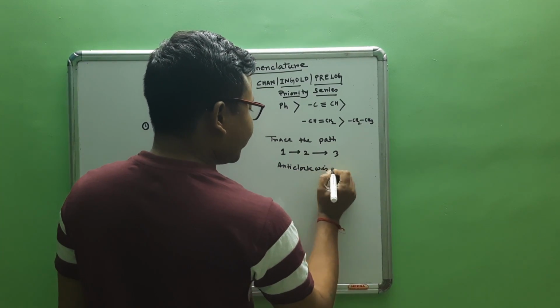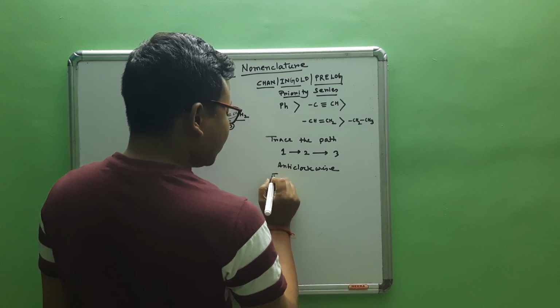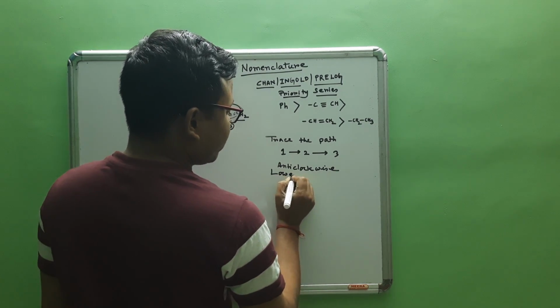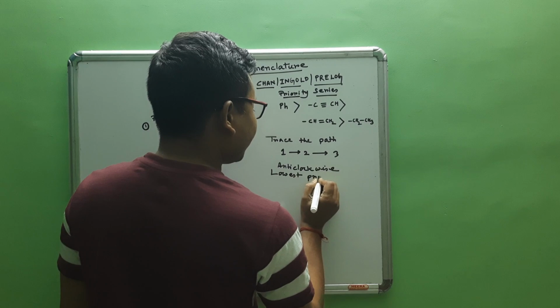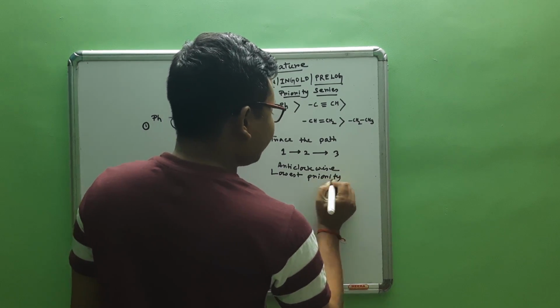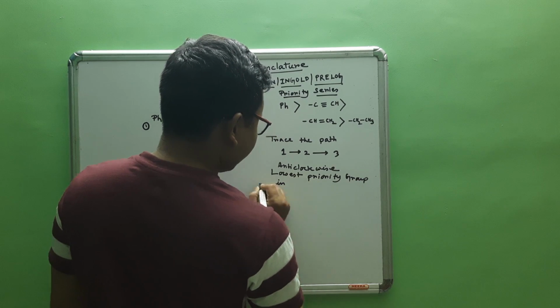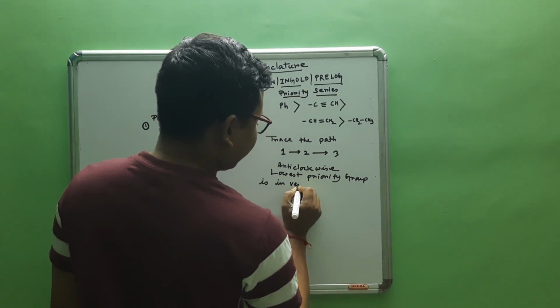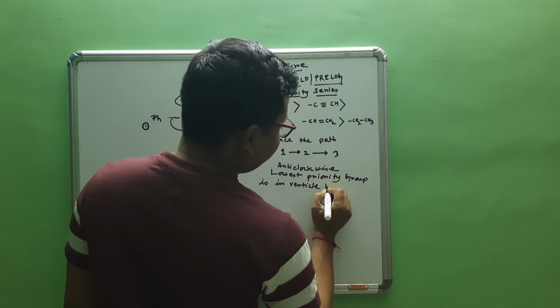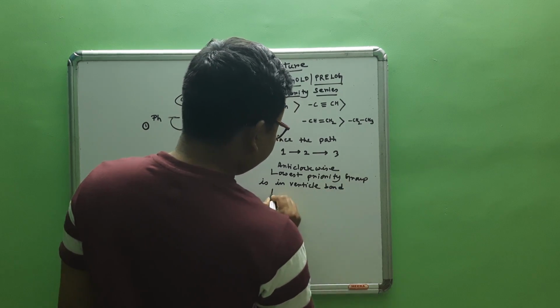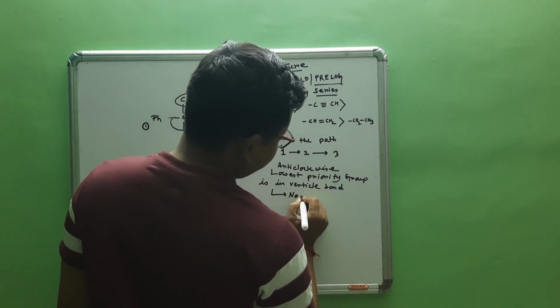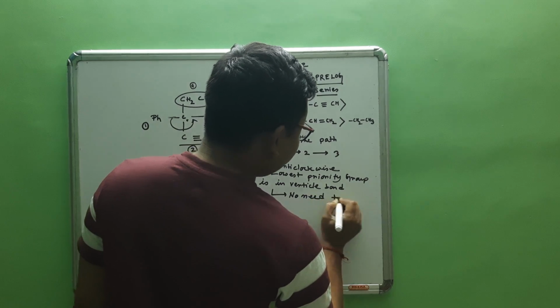एंटी क्लॉकवाइज. एंड लोएस्ट प्रायोरिटी ग्रुप कहाँ है? लोएस्ट प्रायोरिटी ग्रुप इज इन vertical bond. No need to reshuffle.